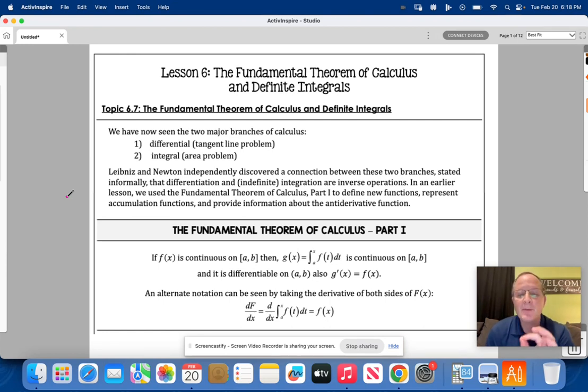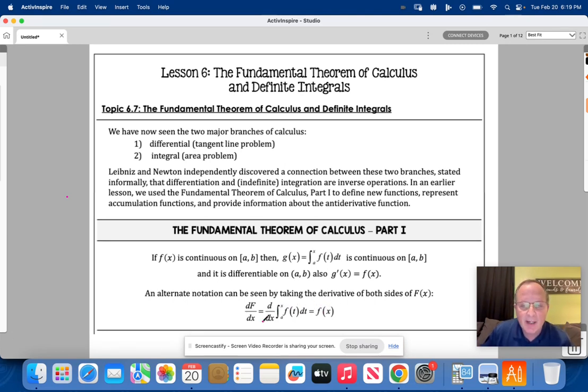Now, the fundamental theorem of calculus part 1, which we kind of already dealt with a little bit, says if f is continuous and you've got this function g, which is the integral from a constant to x, and it's continuous and differentiable, then g prime is going to equal f of x. Alternate notation can be seen by taking the derivative of both sides. And so if you take the derivative of both sides, then it just wipes out the integral. That's what it's saying.